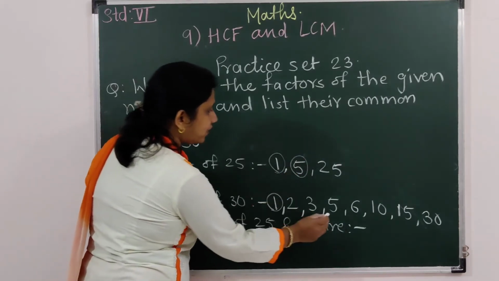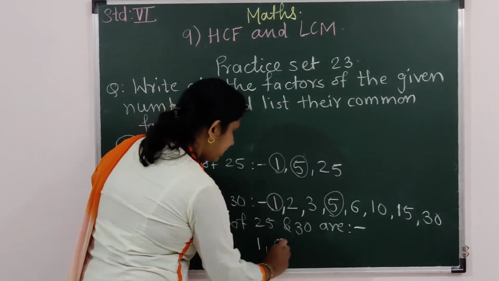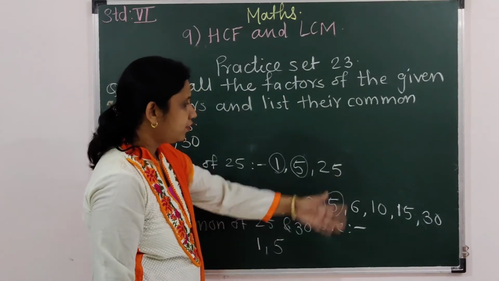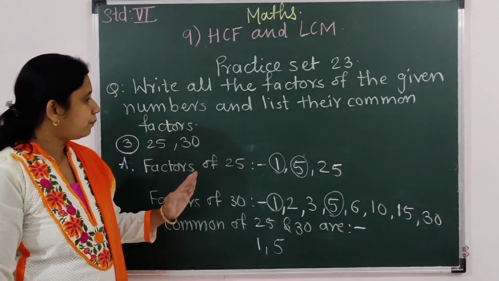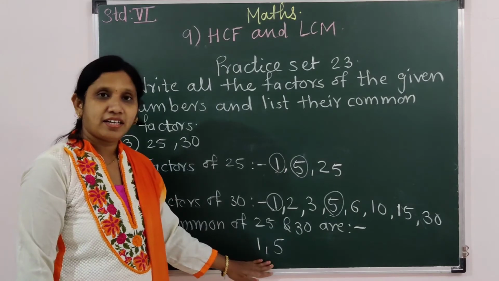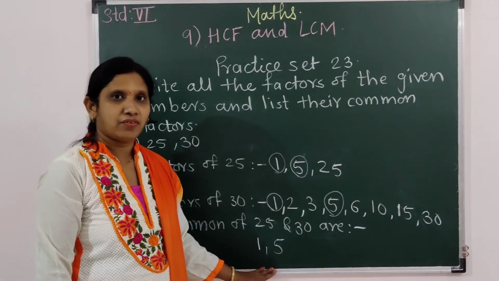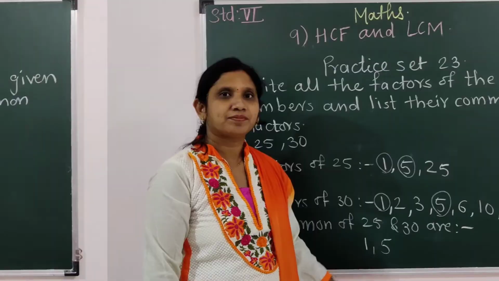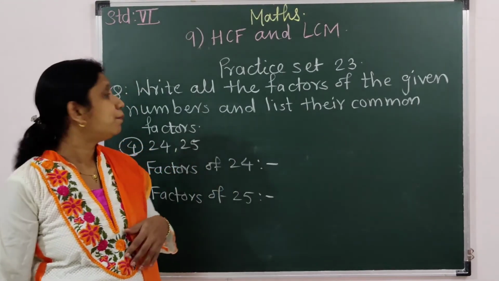Next 5. Yes, 5 is common again. Is there any other number? No. So the common factors of 25 and 30 are 1 and 5. Is it clear to you all? Students, let's study example number 4.